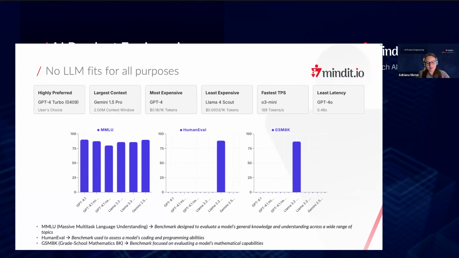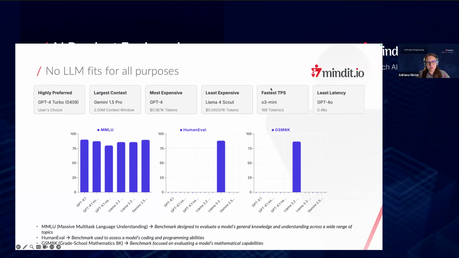Otherwise, if you have simpler tasks, probably you should go with, for instance, Llama 4, which is extremely low cost inference. And here we are talking about 0.0003. I cannot even count the zeros before that three. Yeah, 0.0003 dollars per 1,000 tokens. So it is a great choice if you are cost sensitive and if you want large scale deployments.